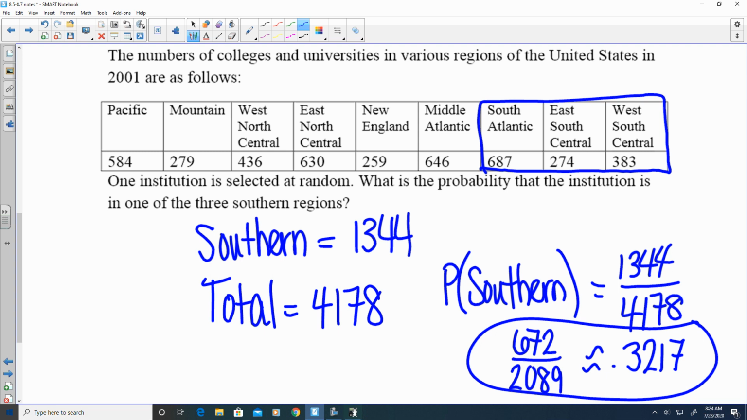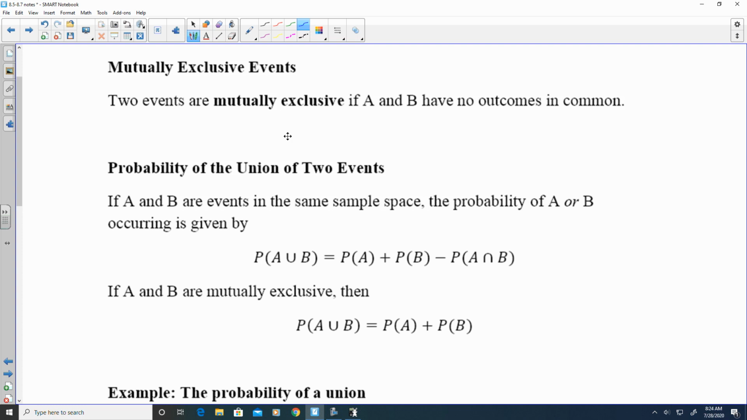Mutually exclusive means that 2 events have no outcomes in common. Meaning, if I have a bowl full of marbles, event A is red marbles, event B is blue marbles, they have nothing in common.